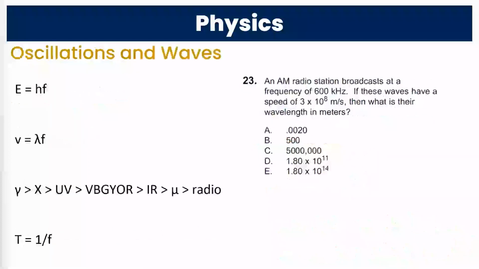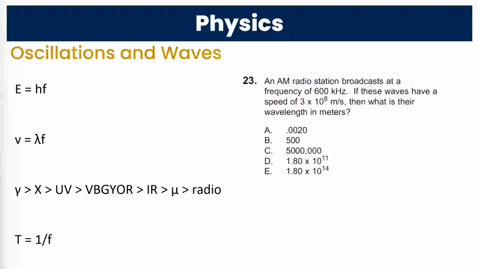All right, when we get into oscillations and waves, light, sound, all this stuff, some basic equations you're going to have to remember here is that the energy of a wave is equal to Planck's constant times frequency. The velocity of your wave is the wavelength times the frequency. You can combine those together to find the relationship between energy and wavelength, or energy and velocity for that matter. Although velocity for light waves is set.